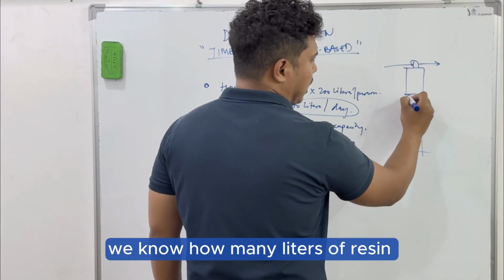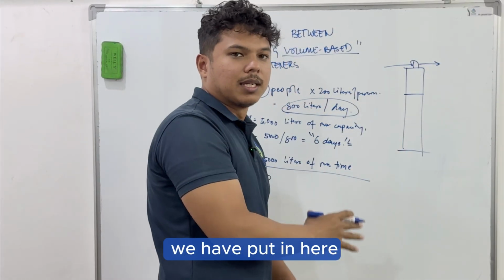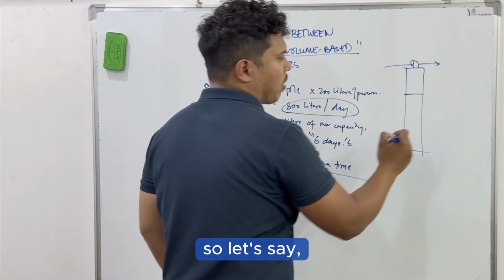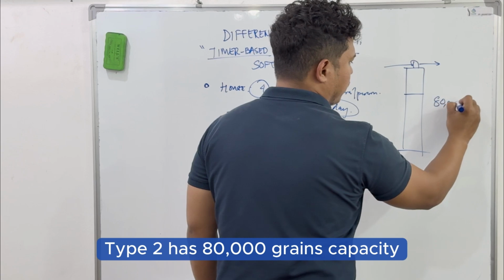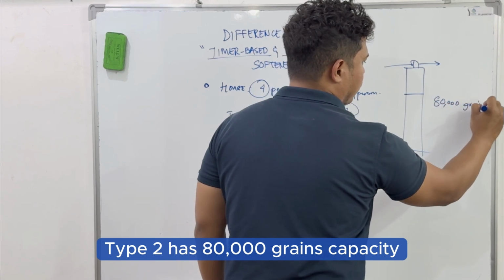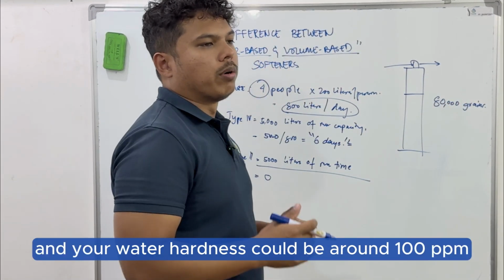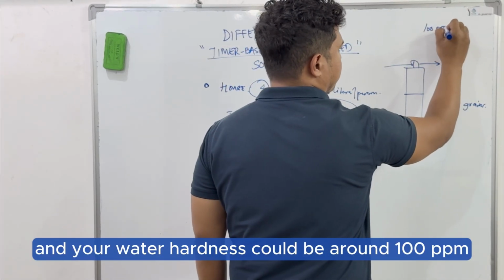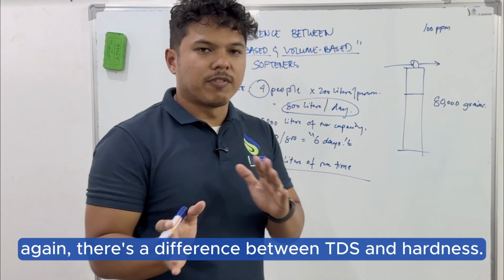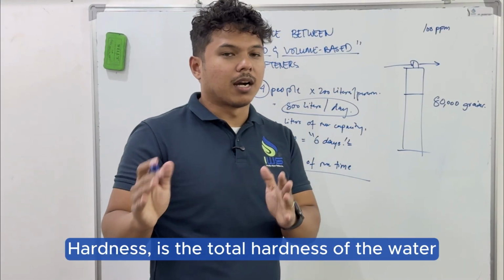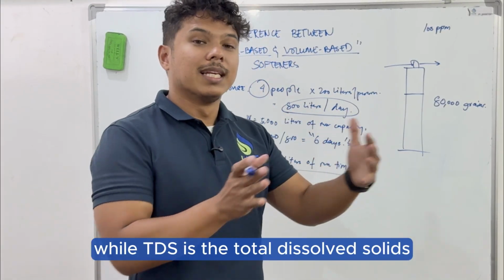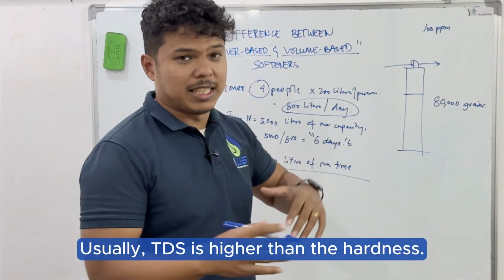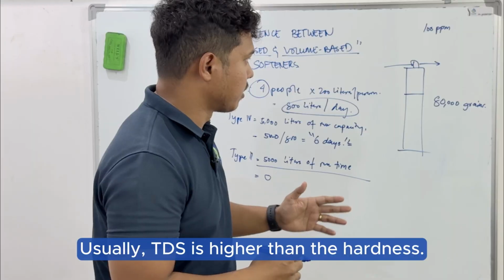So we know how many liters of resin we have put in here, and the resin has its own grain capacity. Okay, so let's say type 2 has 80,000 grains capacity. Okay, and your water hardness could be around 100 ppm. Again, there's a difference between TDS and hardness. Hardness is the total hardness of the water, while TDS is the total dissolved solids. That also includes the hardness. Usually TDS is higher than the hardness.